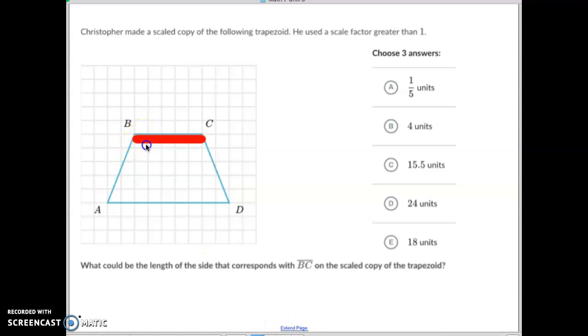Well, let's see. I'm just going to lower that so we can see a little bit of that. What is the distance of that line? So it goes over 1, 2, 3, 4, 5. So this distance right here is a distance of 5. So if we're using a scale factor greater than 1, we need the numbers that are greater than 5. That's correct. See, 1/5, nope. 4, nope. Oop, this one is, and this one is. There we go. That's how easy it is, guys.